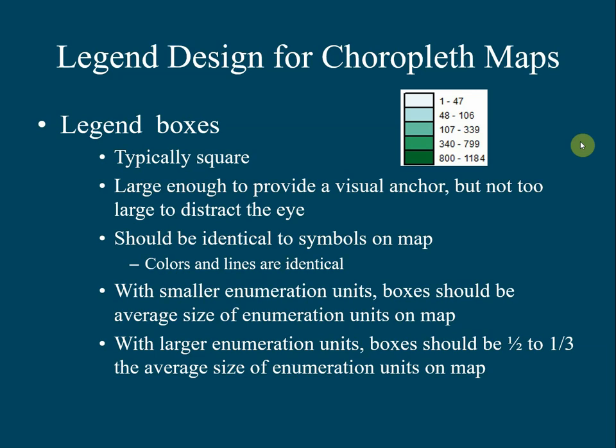All right, so with smaller enumeration units, our boxes should be the average size of the enumeration units on the map, and with larger enumeration units, boxes should be half to one-third the average size of enumeration units on the map. So that's saying if I were looking at a map of Texas, and I was looking at all the different counties, my boxes should be the average county size, right? I don't need boxes the size of counties out in West Texas. That's not necessary. It's going to be problematic. We're going to have these huge boxes. It just won't be effective, right? So make them smaller.